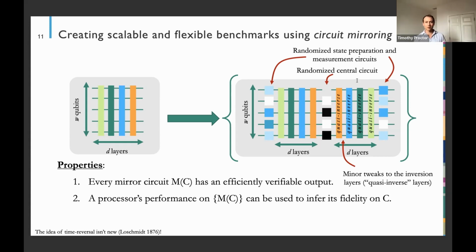and we can prove that this circuit ensemble also has nice properties. In particular, as well as an efficiently verifiable output, a process performance on circuits sampled randomly from this ensemble can be used to infer the fidelity with which we can perform this original circuit C. And I'll get back to a more formal statement of that towards the end of the talk.